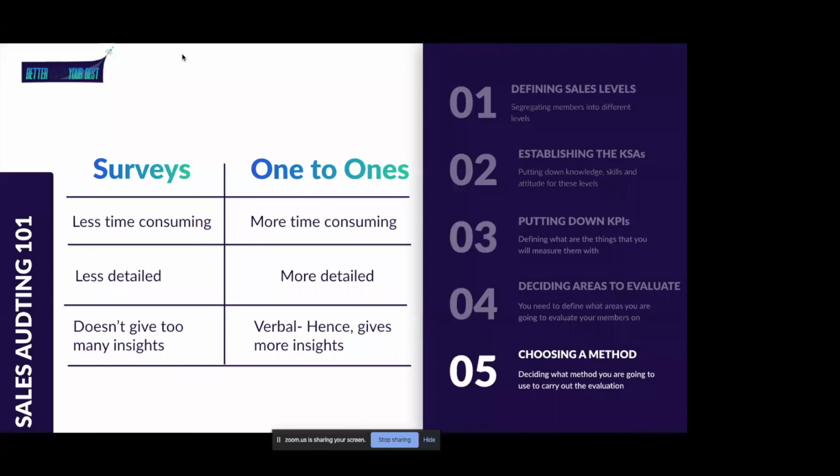Cool. Is everyone clear with the procedure till now? Are you guys clear? Understood. Yeah. Great. Thank you so much.